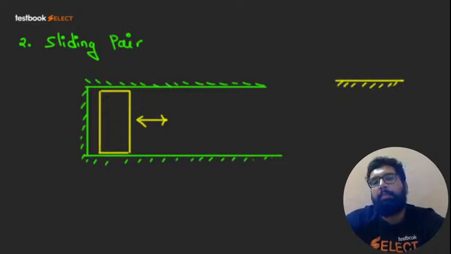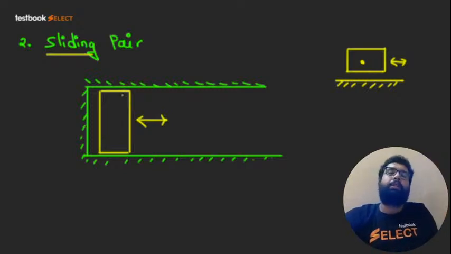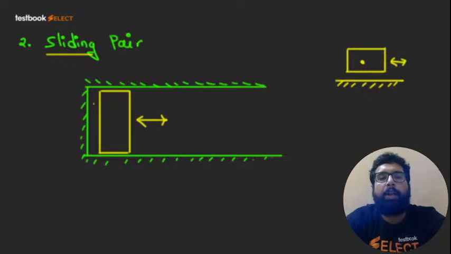So if I say there is some link like this and some other link is sliding or reciprocating over it, now the pair between them is what? Is a sliding pair. So obviously, this kind of classification is according to motion. So if between two links the relative motion is of sliding kind, we call it a sliding pair.